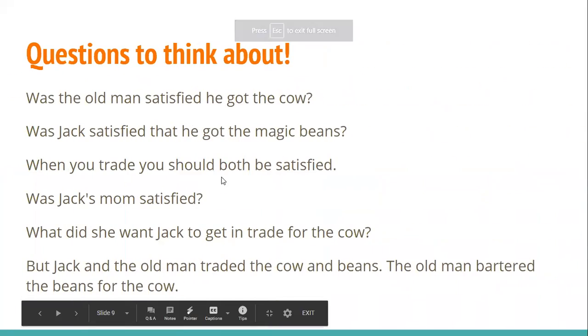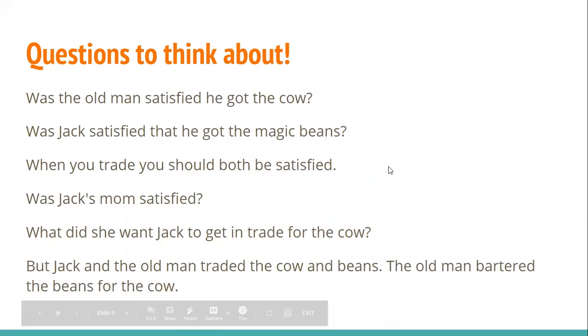So let's have a couple questions to think about. Was the old man satisfied he got the cow? Yes. Was Jack satisfied that he got the magic beans? Yes, he was. When you trade, you should both be satisfied. That shows that they were both satisfied. However, was Jack's mom satisfied? Not so much.